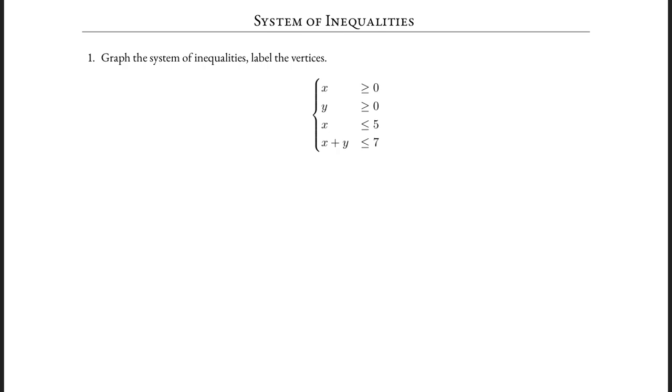Graph the system of inequalities. There are four pieces, or four inequalities, in this system. First, we set up the coordinate system, the x, y axes.